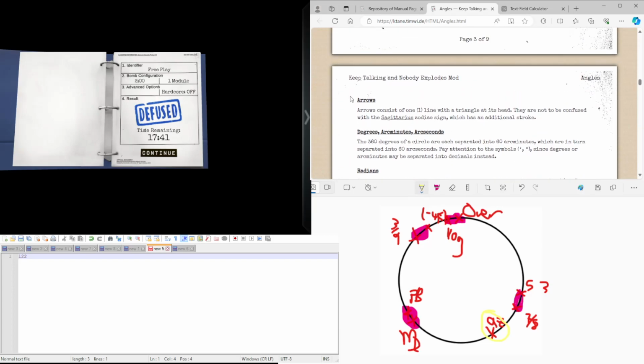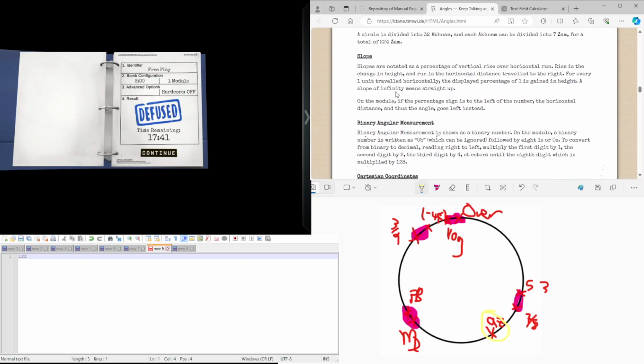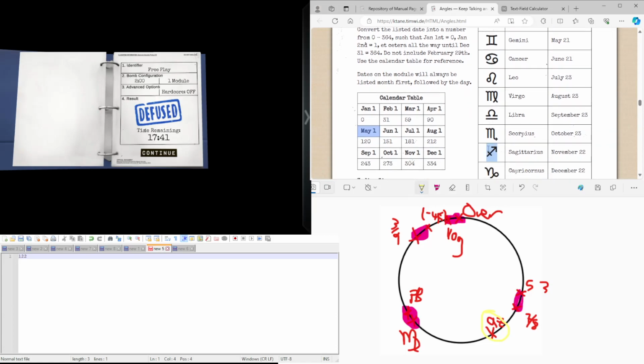We didn't have any arrows, but arrows are quite simple. Arrows consist of one line with a triangle on its head, and it's just basically whichever way they're pointing. Not to be confused with Sagittarius, which has the extra line here.